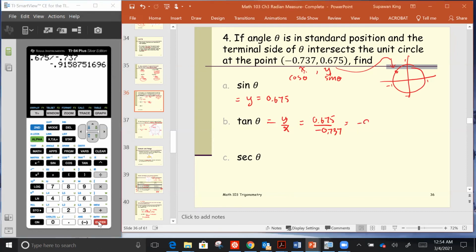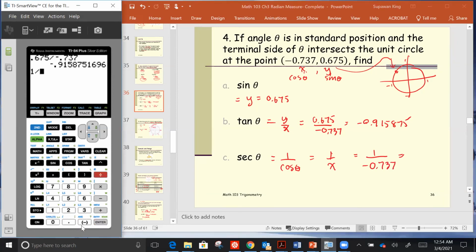The answer is negative 0.915875. The last one, secant theta. Secant theta is 1 over cosine theta, and the cosine is the x value. Therefore, we are computing 1 over negative 0.737. That gives us negative 1.35685.